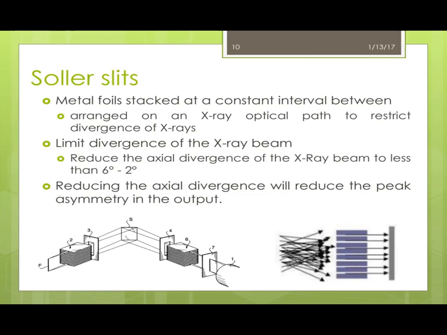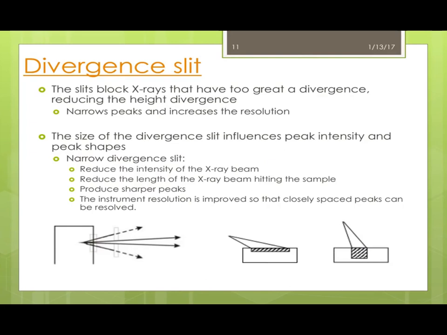The divergent slit is used to block X-rays that have too great of a divergence. By reducing the spread of the beam, which is known as the height divergence, the resolution of the output is significantly increased. The divergent slit comes in a variety of sizes, which affect the peak intensity and the shape of the output. For example, a narrow divergent slit will reduce the intensity of the beam and the length of the X-ray beam, produce sharper peaks, and allow for greater resolution than a wider divergent slit would.